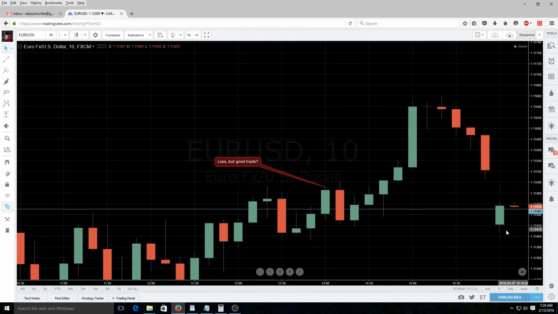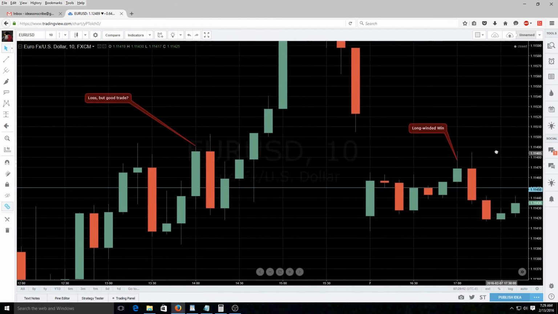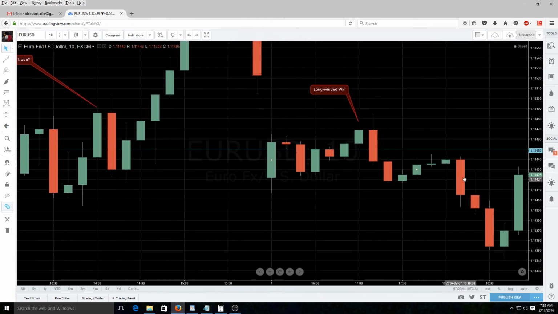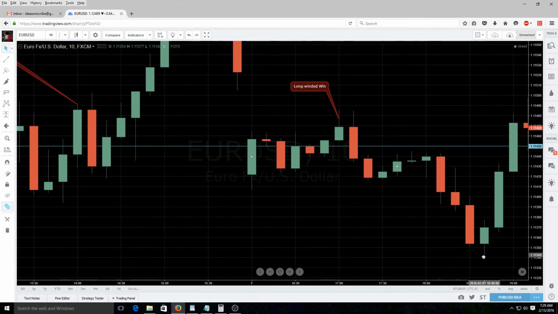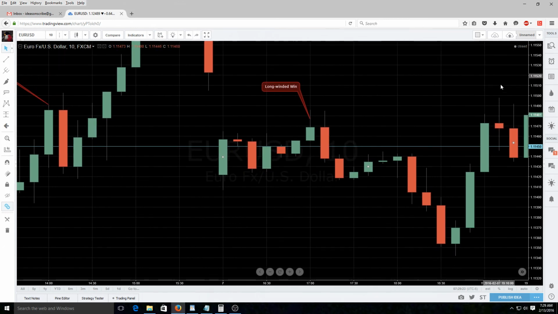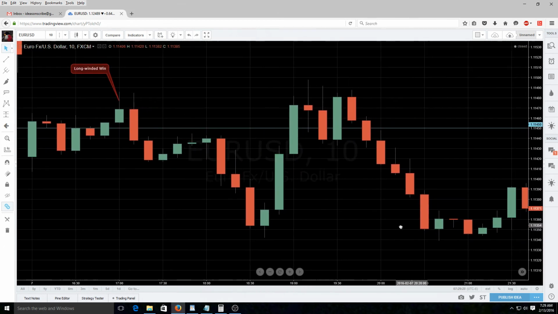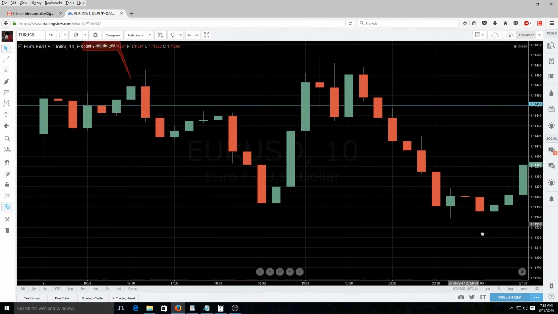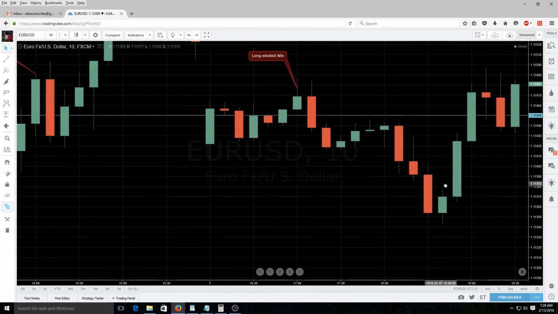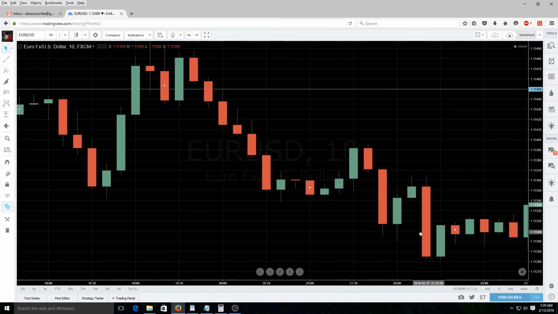It eventually came back down, but then I came to this long-winded win. My take profit was down here because this was a bearish engulfing, so I went short. The take profit was down here, but it came back up and started getting close to my stop loss, but then came back all the way down, and I think it hit right here. So that's where it hit my take profit. It took a good couple hours before it actually hit.